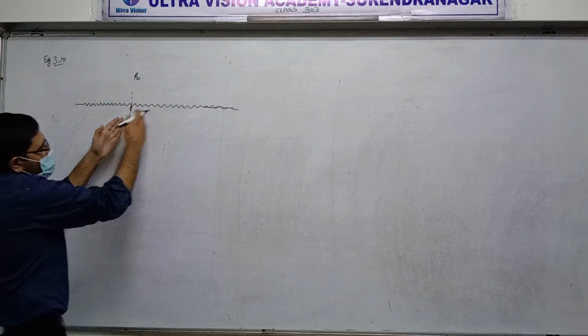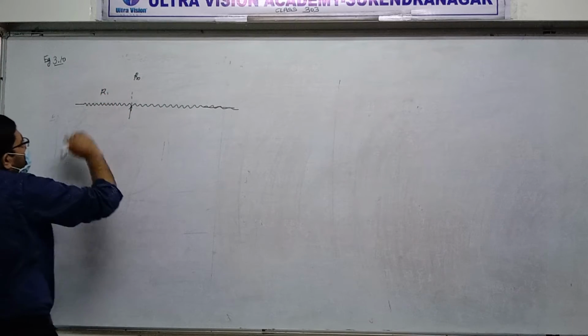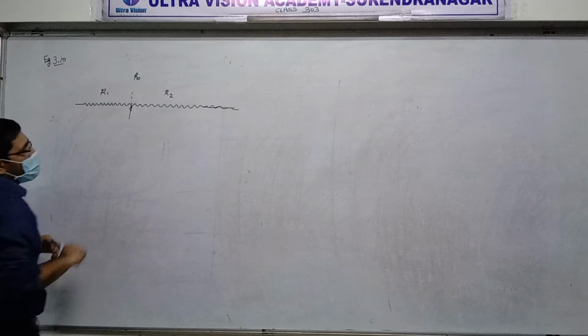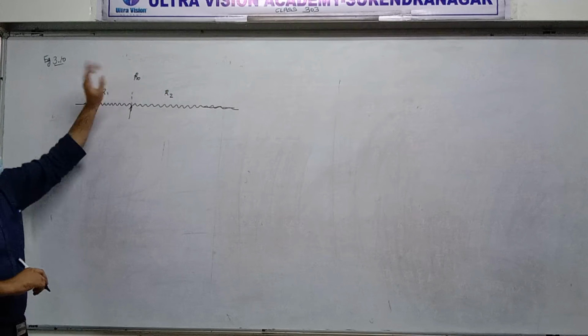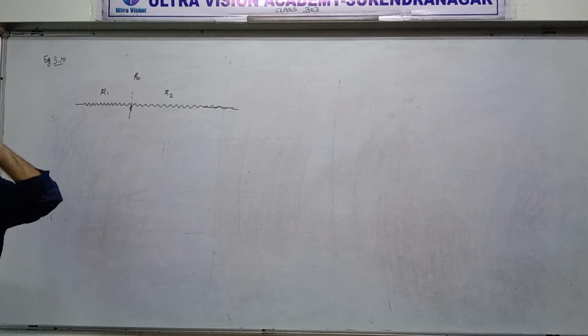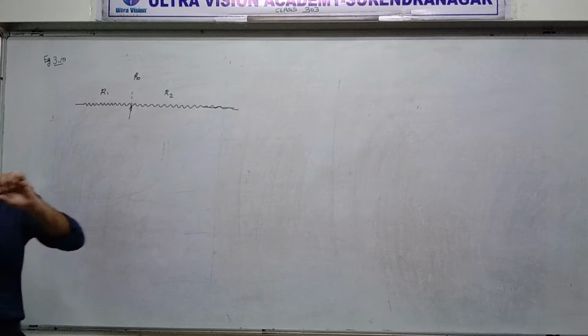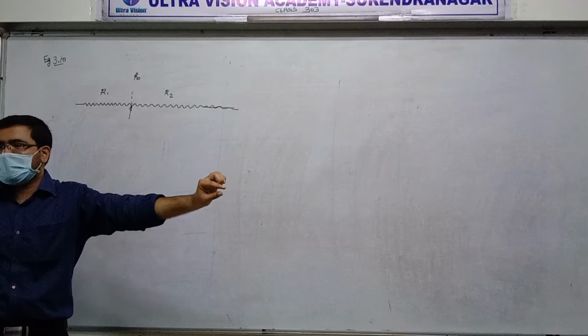From here to here and from here to here. Let's say that this has resistance R1 and this has resistance R2. Then always R1 plus R2 will be equal to R0. Is that fine or not fine? The total wire has how much resistance? R0.